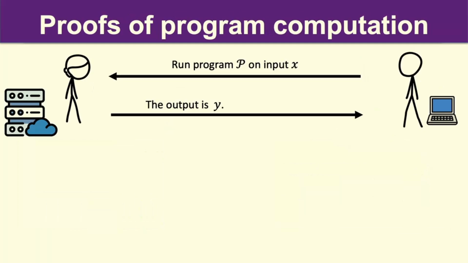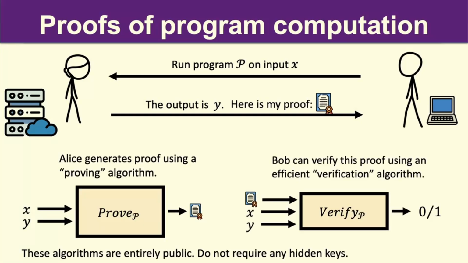More generally, we call these things proofs of program computations. From a computer science point of view, Bob wants to have, or we agree on, some program P on some input X, and Alice claims that the output of the program is Y. Then she can run this proof algorithm, which depends on the program P. We'll talk about that in a little bit.